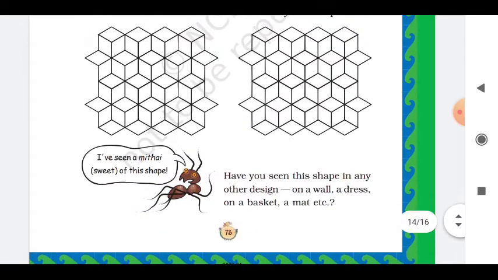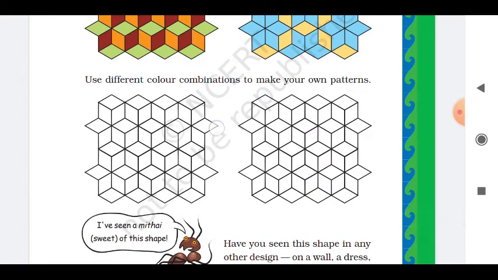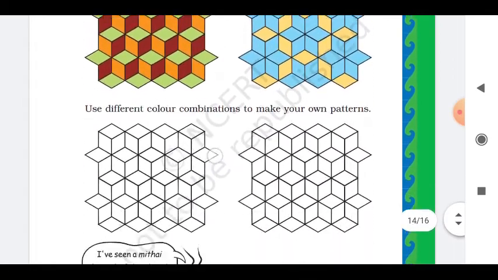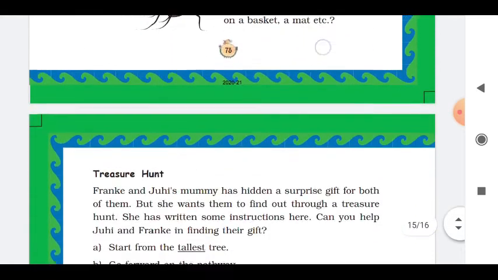Okay, children. I have seen a mithai, a sweet, of this shape. Have you seen this shape in any other design? On a wall, a dress, on a basket, a mat, etc. See, where you can see this picture, see the rangoli pattern in the floor. So you can observe where you can see it, you can think.